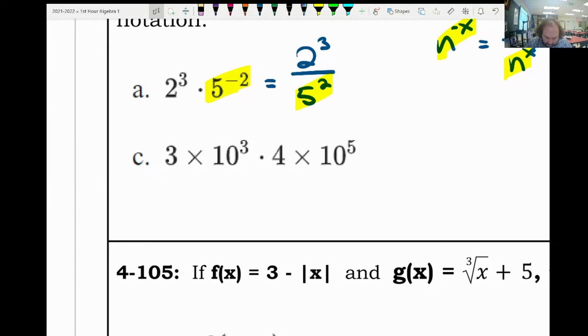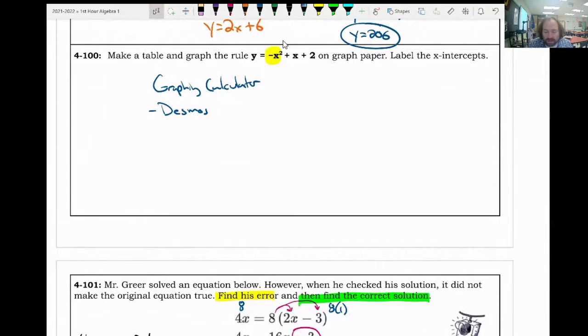And like I said in the last video, I want to, first of all, flip back to problem 4.100, which I would not recommend that you do using paper and pencil. That would be a thing I don't think you should do. A graphing calculator is an excellent thing.